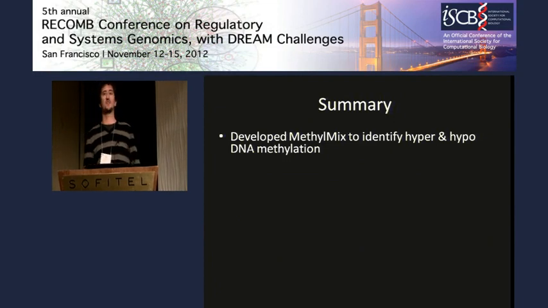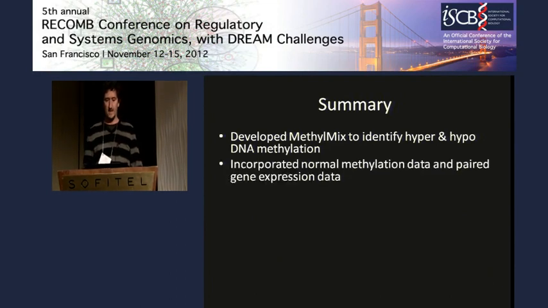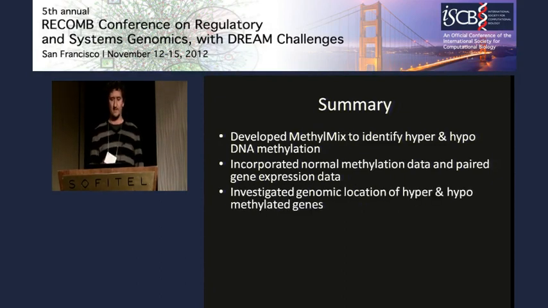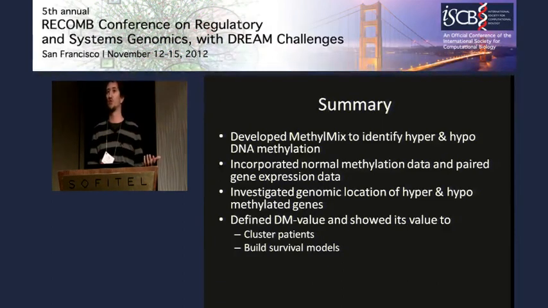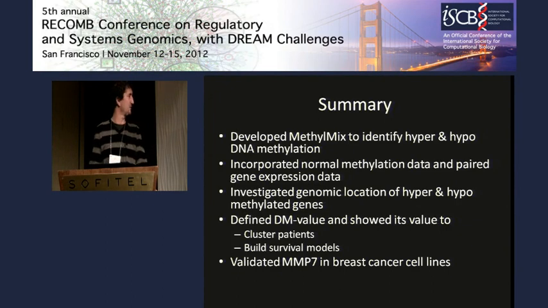So to summarize, we developed an algorithm called MethylMix to identify hyper and hypomethylated DNA methylation. We also incorporated normal methylation data and paired gene expression data. We investigated the genomic location of these CpG sites. And also we defined the DM value, which is the differential methylation value, and showed this value to cluster patients and also to predict survival. And finally, we focused on one gene in breast cancer and validated this gene.